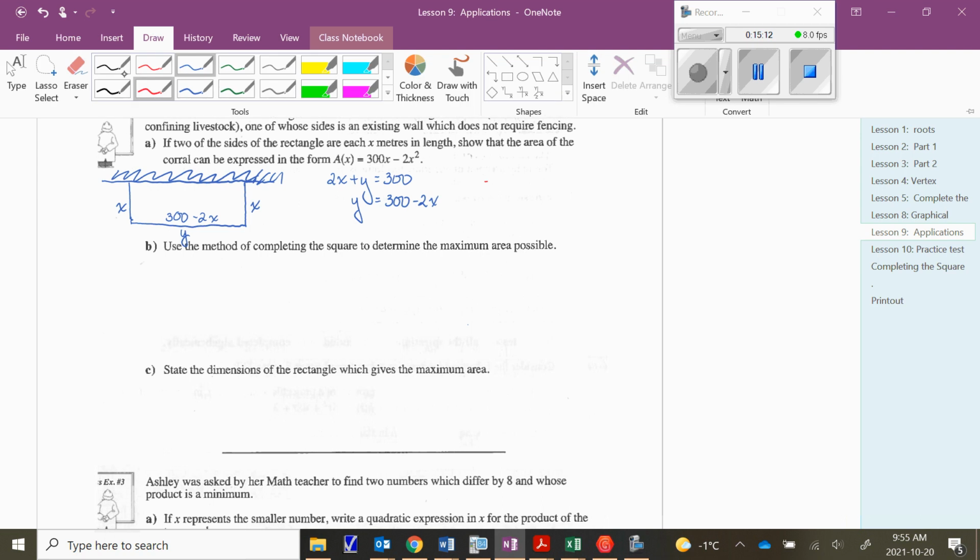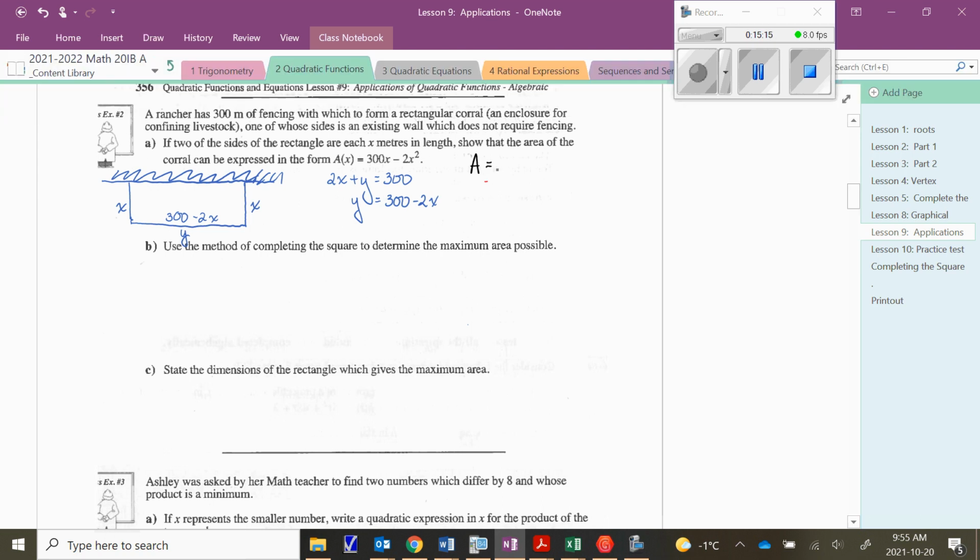So again, in its most basic sense, what do we know about area? Area of a rectangle is simply length times width. So in this case, we're looking at x times 300 minus 2x. And if we distribute that x in, we would have 300x minus 2x squared. And so that matches what they've indicated for us, which is that the area of this corral can be defined by this quadratic. So let's work on completing the square to determine the maximum area possible.